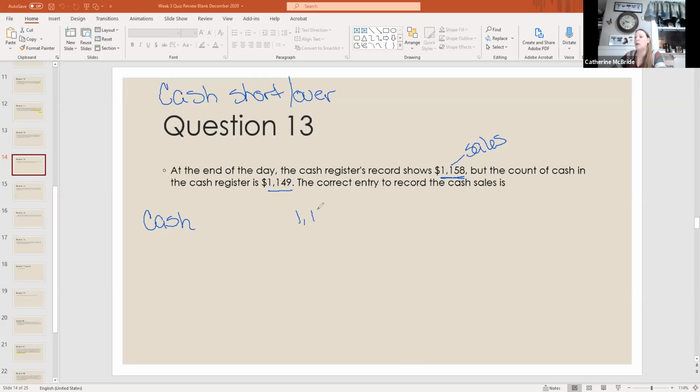So 1,149. We're going to record the sales of 1,158. So we're $9 short because we should have 1,158, but we do have 1,149. So this is cash short or over. So that you're able to record your cash and you're able to record your sales.